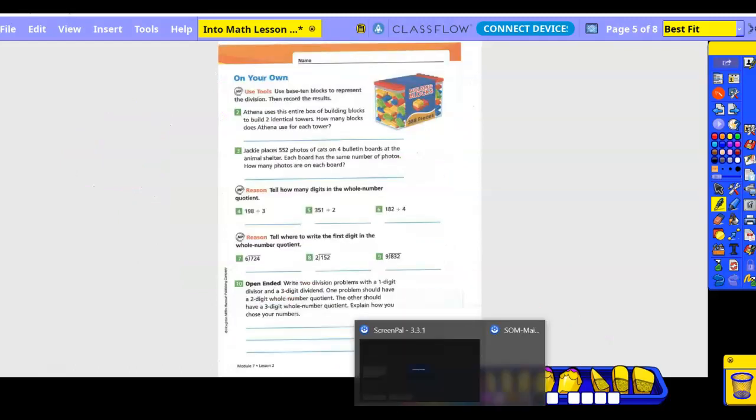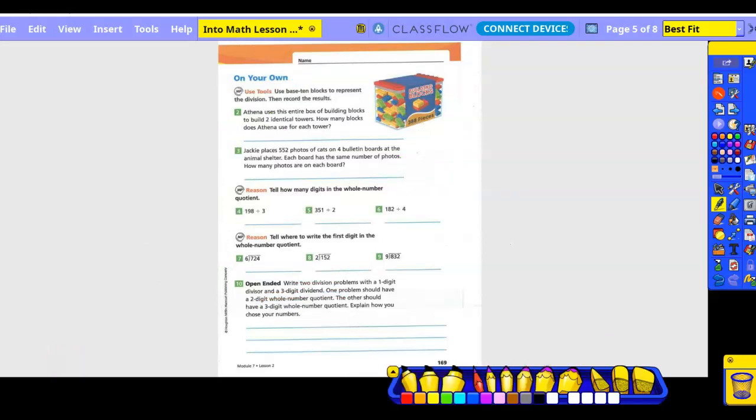On your own. Use tools. Use base 10 blocks to represent the division, then record the result. Number 2, Athena uses this entire box of building blocks to build 2 identical towers. How many blocks does Athena use for each tower? So what we're going to have to do is apply our numbers. What's our numbers? 388 and 2 identical towers. How many blocks does Athena use for each tower? Okay, so I'm going to do what?